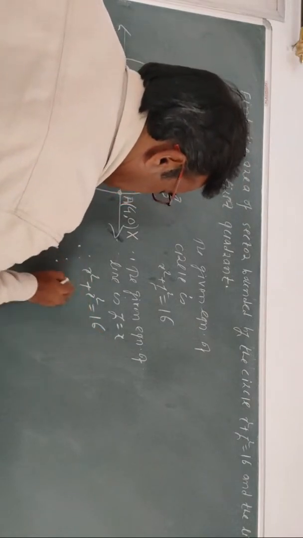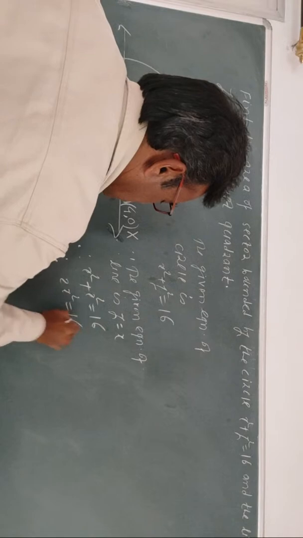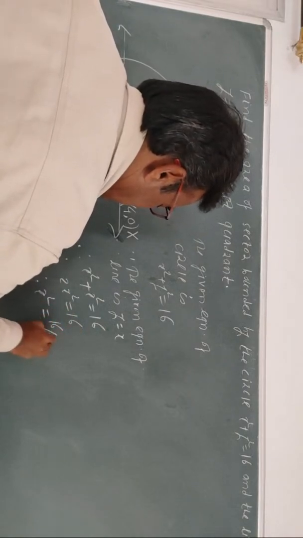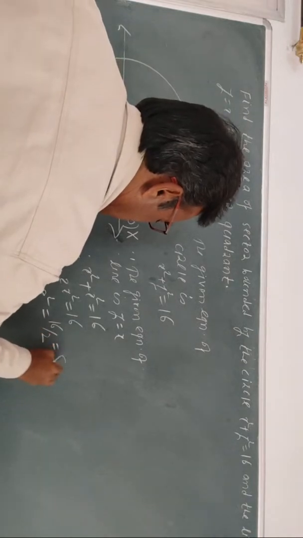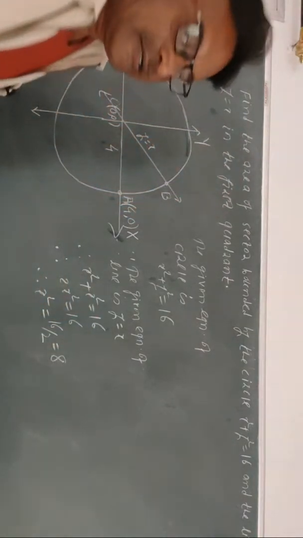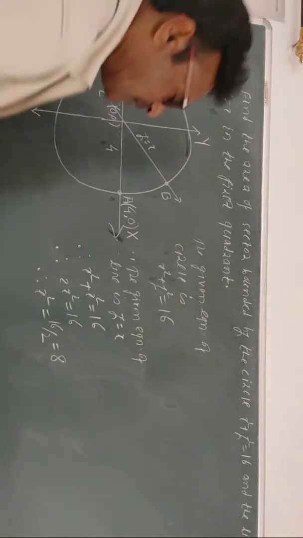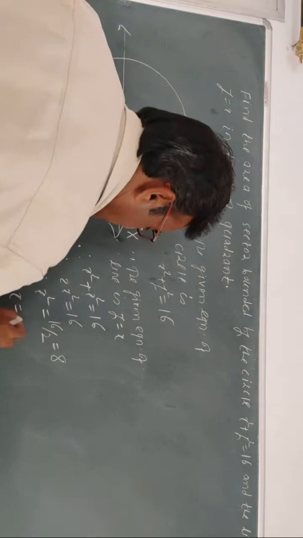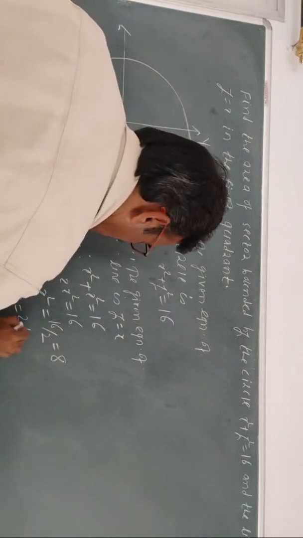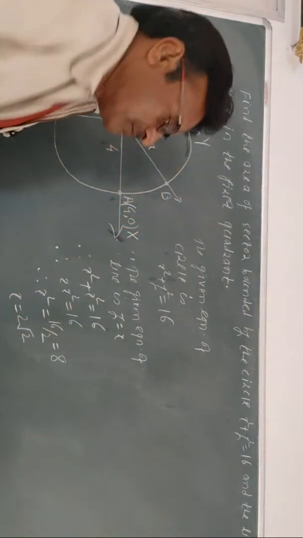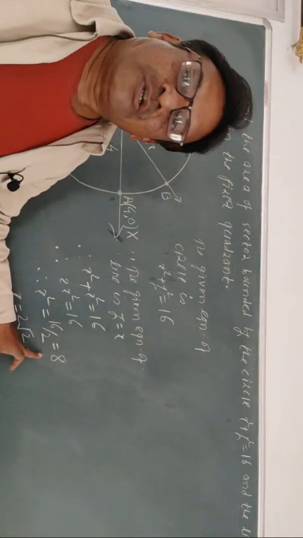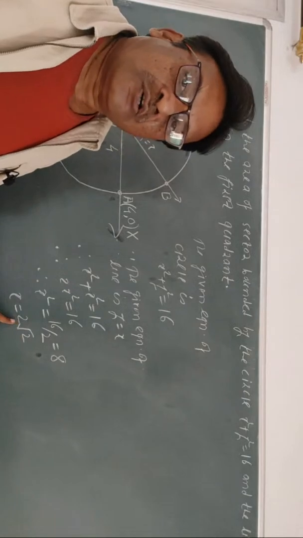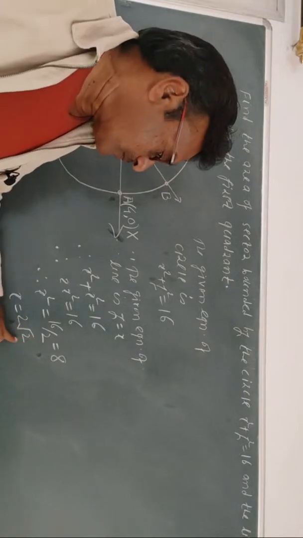Therefore x square plus x square, 2x square, is equal to 16. Therefore x square is equal to 16 by 2, that is 8. And then we find the square root. Square root of x is equal to 2 root 2, because 8 can be written as 4 into 2, and square root of 4 is 2, and then root 2.